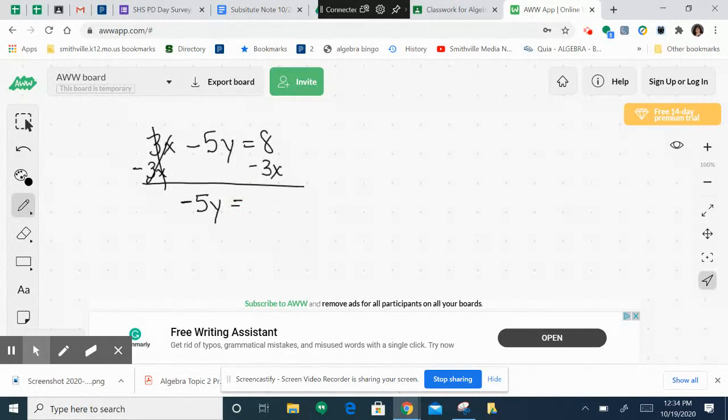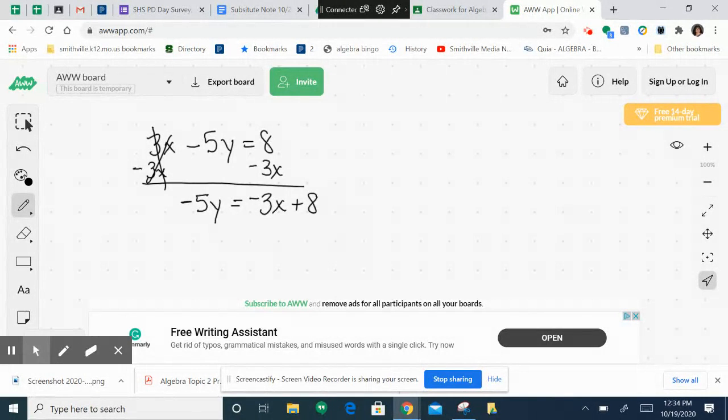And then on the right side, I can't put 8 and negative 3x together. So I'm just going to write it either as 8 minus 3x, or I'm going to write it as negative 3x plus 8. And the reason I'm doing that, Patrick, is because slope-intercept form normally has the mx as the first term and the b as the second term.